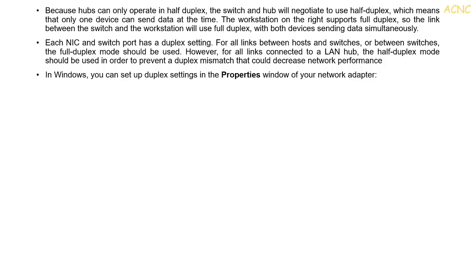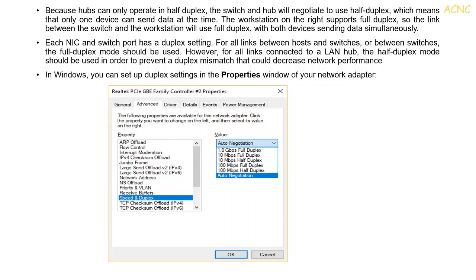In Windows, you can set the duplex setting in the properties window of your network adapter. Here is an example of how you can set full duplex and half duplex in your network. First you have to go to your network properties, where you find your drivers, whether Wi-Fi or LAN, then go to properties, and in the advanced section you check the speed and duplex value, auto negotiate, and you can change the value to 100 Mbps half duplex or 1 Gbps full duplex. It depends on you.